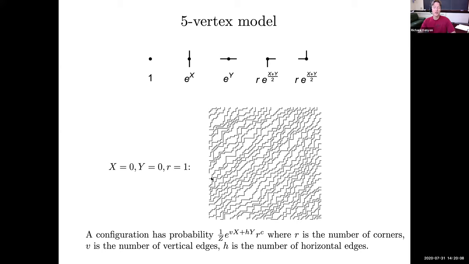And this is just a little simulation here when I set X and Y to be 0 and R to be 1, in which case it's essentially the uniform measure on all configurations with some toroidal boundary conditions.